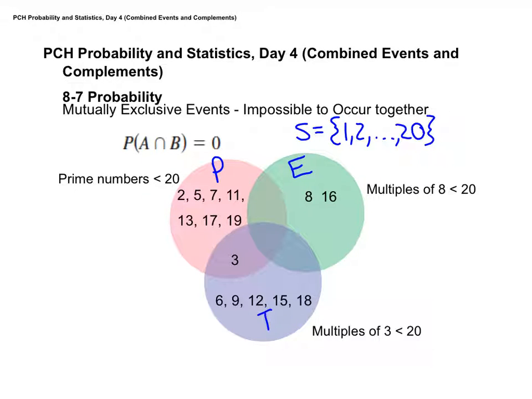Alright, so today I want to look at combinations of events. We'll see how far we can get. We'll probably have to finish this up on Tuesday. Combinations of events. I want to start out here looking at a Venn diagram.